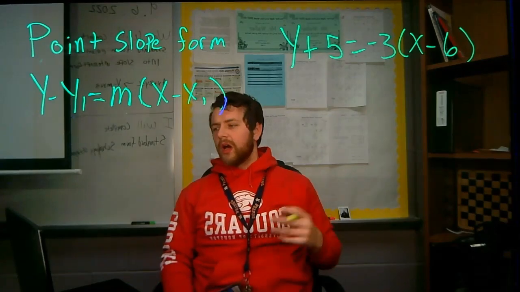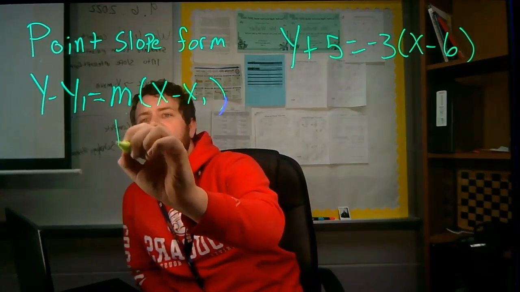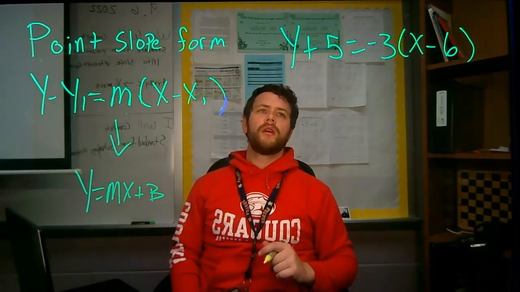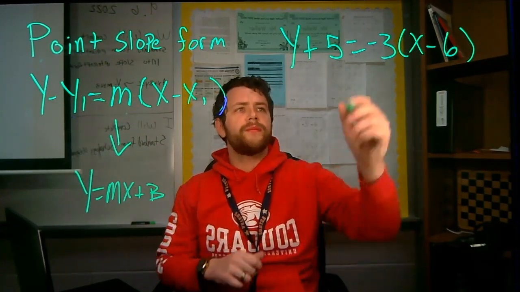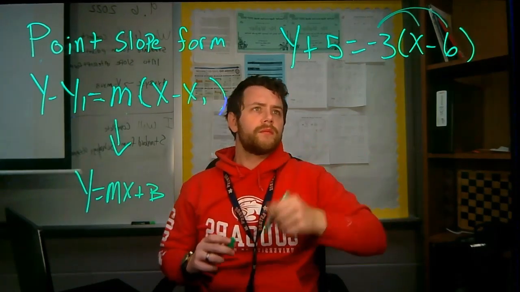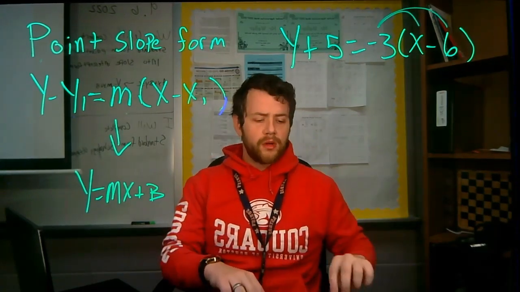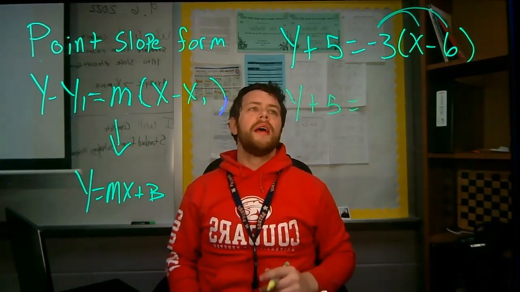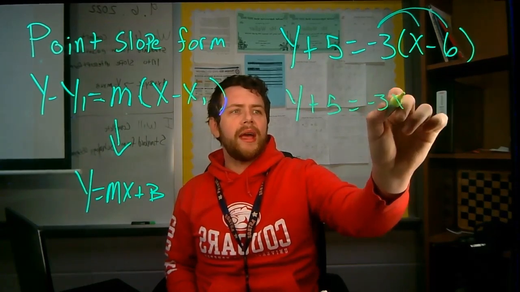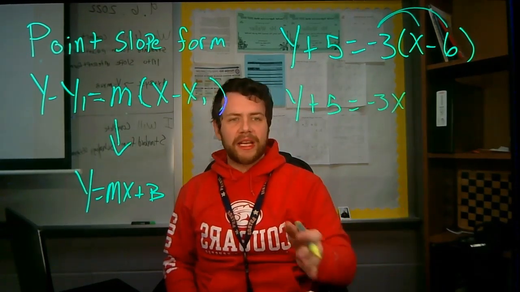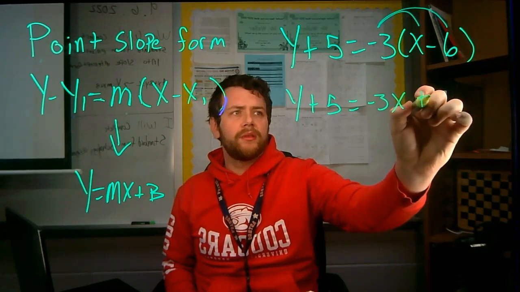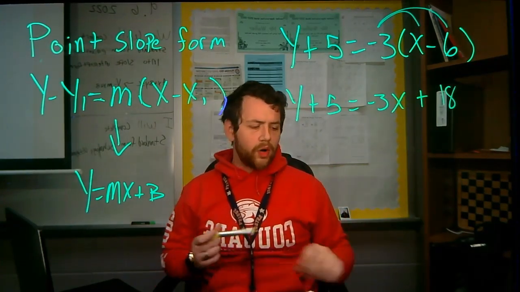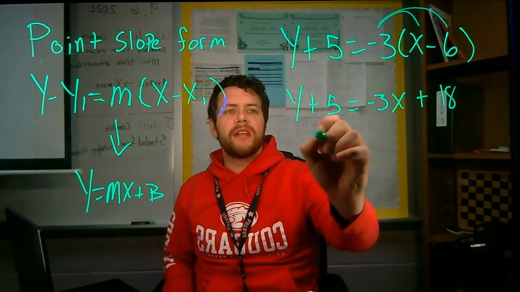y + 5 = -3(x - 6). And the question is, put this in slope-intercept form. Take it from this form and put it in y = mx + b. Here we go. I'll start with that distribution. So we have y + 5. Nothing happens here, so I'm just going to write it down again. -3 times x is -3x. -3 times -6 is +18. That's the bell. And then we just have one step remaining, and that is to subtract.